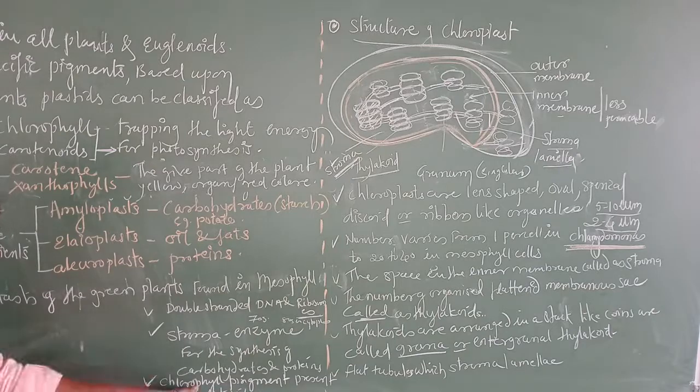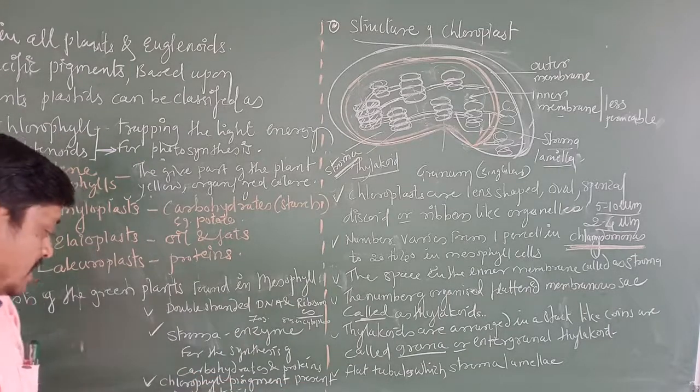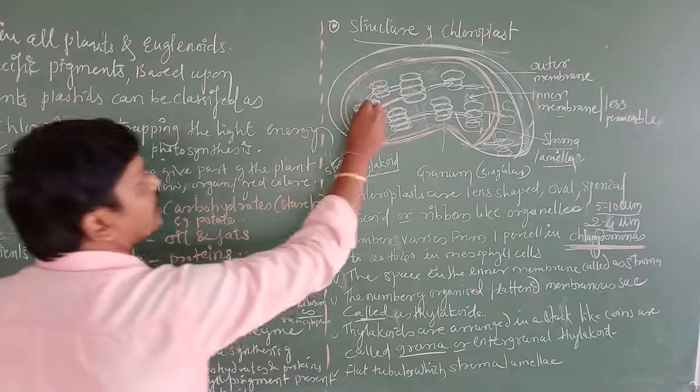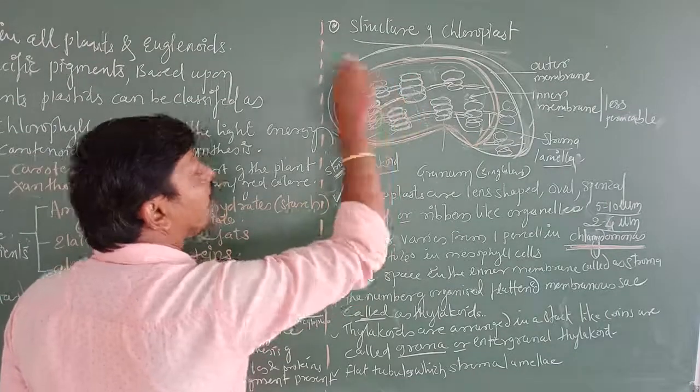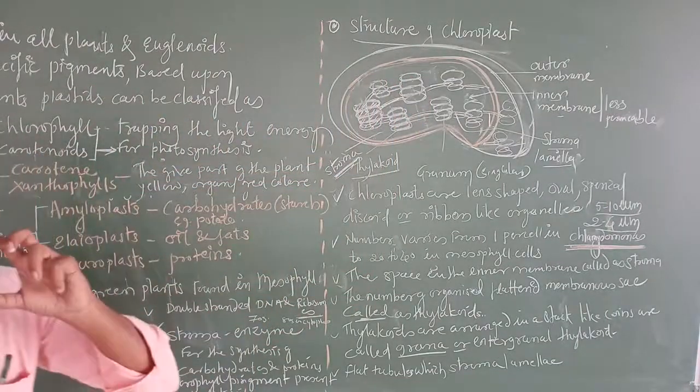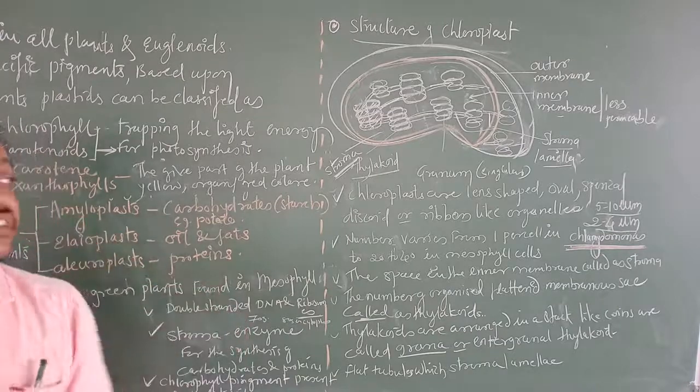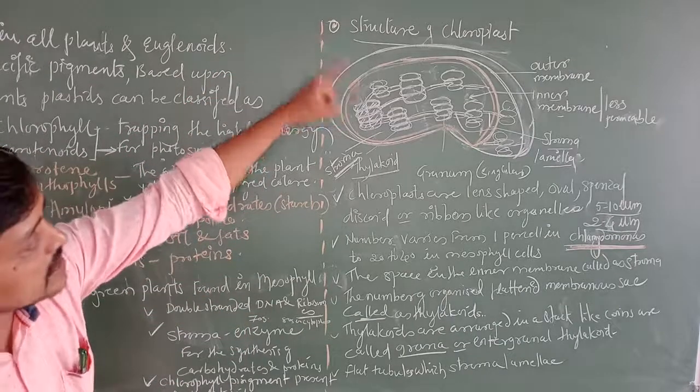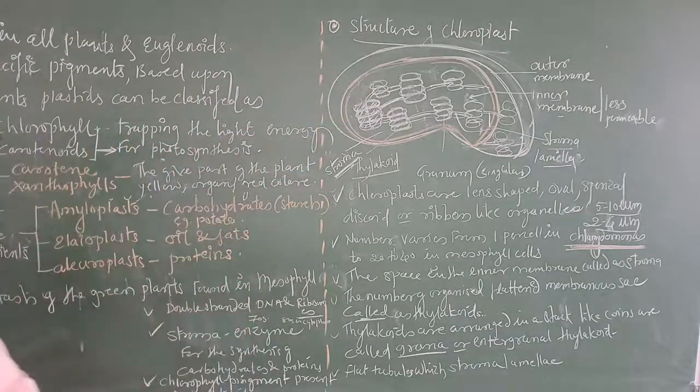And the last one is that chlorophyll pigments are present on the thylakoids. In the chloroplast, the pigments are present on the thylakoids. This is very important. Okay, so this is regarding plastids.